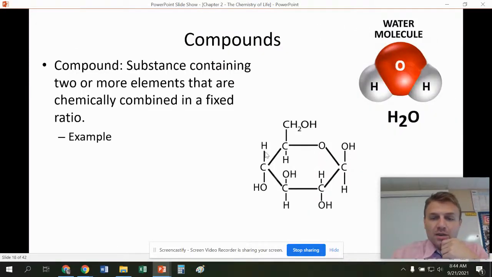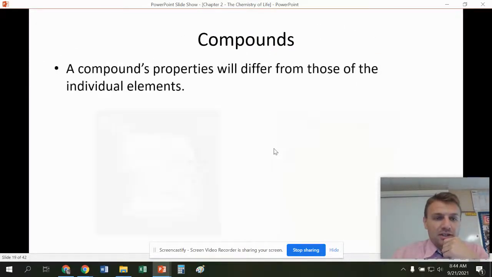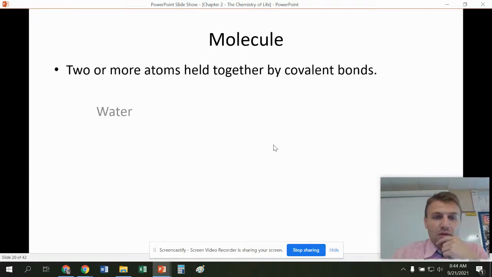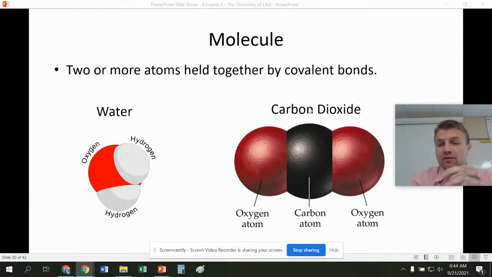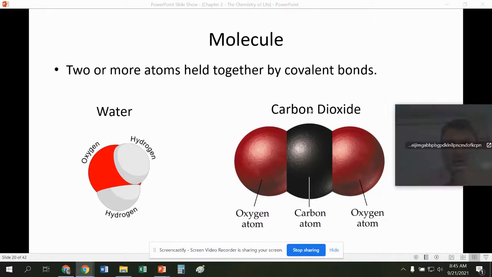Now, compounds are, I'm going to skip over here actually before we get to compounds. I'm going to go over what a molecule is. Molecules are going to be held together by a covalent bond, and they're usually at least 2 atoms held together. The difference is a molecule can be just the same element. So you can have like oxygen, O2, and it be a molecule. So all compounds are molecules, but not all molecules are compounds.